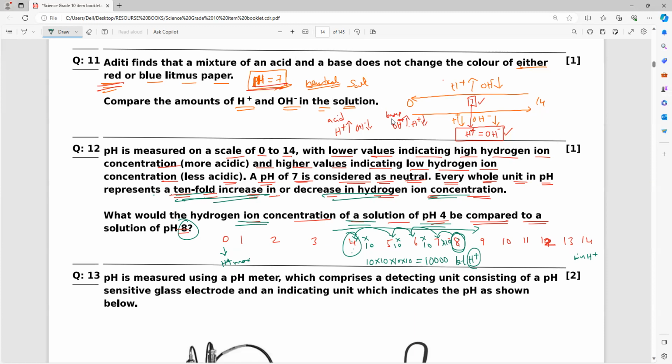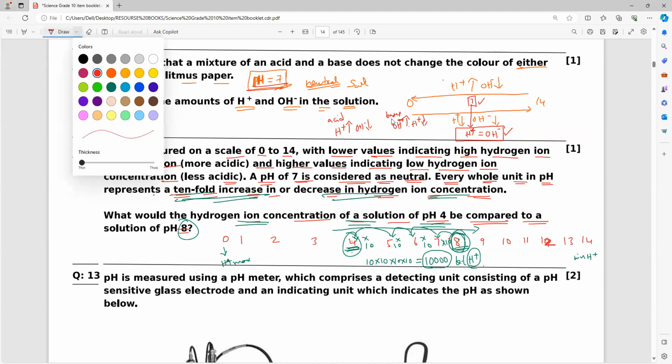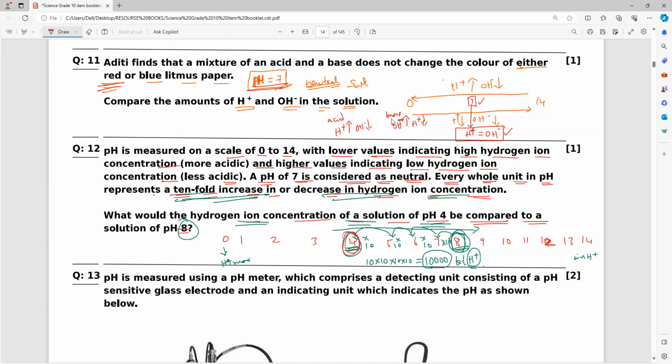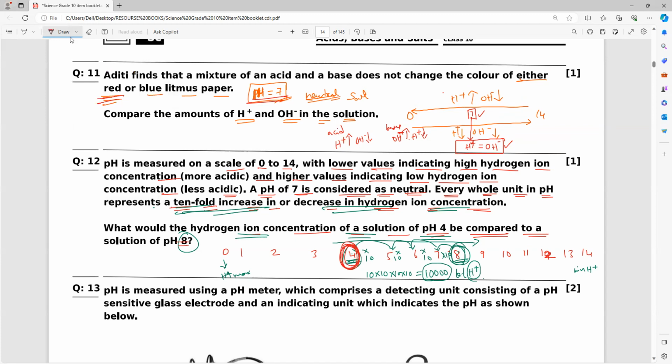So now a solution of pH 4, how many times more is it? 10,000 times more concentration of H plus ion compared to pH 8. For example, if I say pH 8, then what will happen? pH 8 contains how many times fewer H plus ions? 10,000 times lesser concentration of H plus ions compared to a solution of what? A solution of pH 4. Do you understand, everybody?